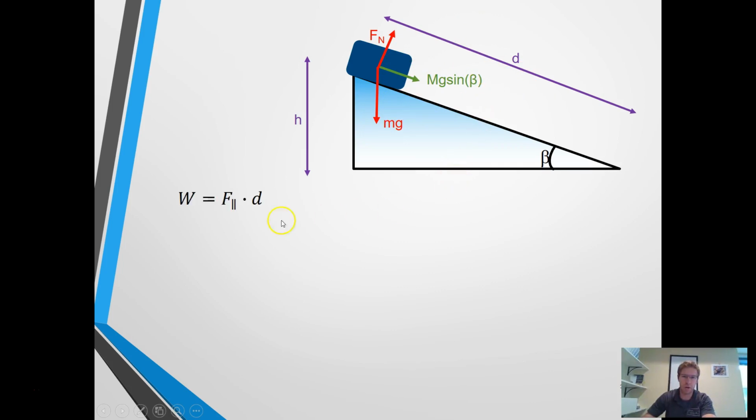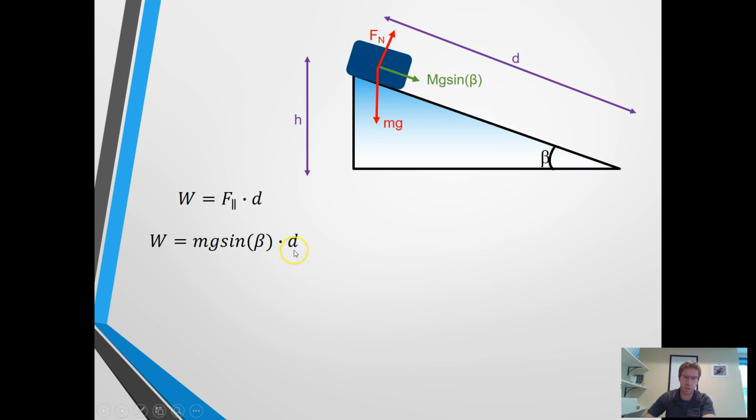So how do we quantify work? Well, work again is force parallel times distance. In this case, our force parallel is mg sine beta, and our distance is d. So there we go, work equals mg sine beta times d. But wait, I asked you to solve for it in terms of the height, right? So we need to substitute the height in there.